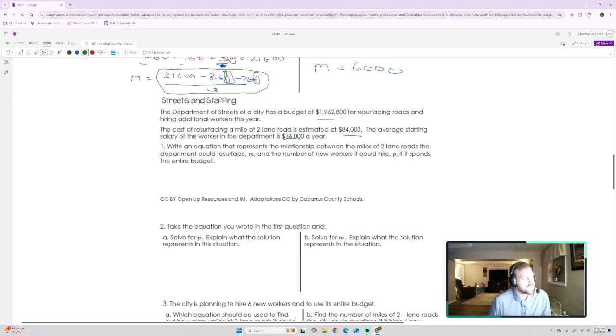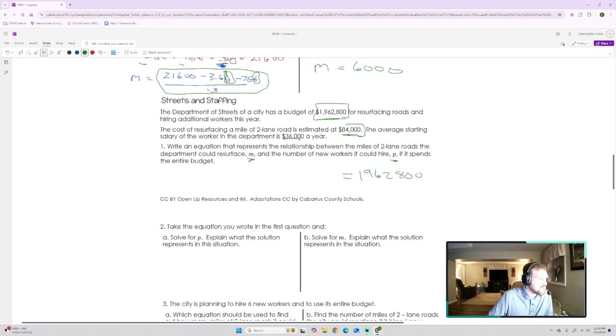We will write an equation that represents the relationship between the miles of two-lane roads the department could resurface, we're going to call that M, and the number of new workers it could hire, P, if it spends the entire budget. Here's the entire budget, so I know it's going to equal that big number. We're going to spend all of the money. Remember, part of it is going to the roads. The cost of resurfacing a road is estimated at $84,000.